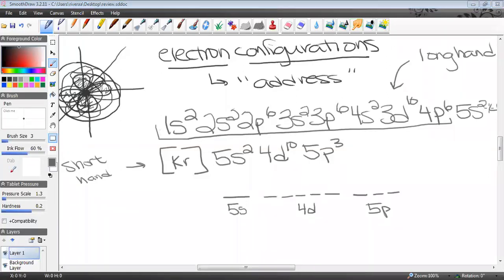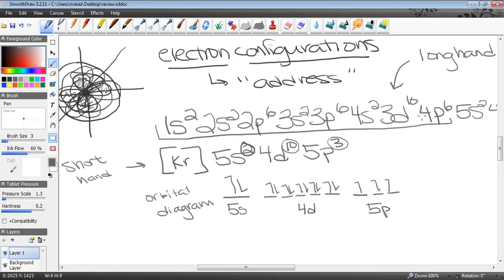Okay, so now I'm going to put my electrons in there, you guys. So I need to show 2 electrons in the 5s, 1, 2. I need to show 10 electrons in my D, 1, 2, 3, 4, 5. Remember, spread them out first. 6, 7, 8, 9, 10. And I need to show 3 electrons in my 5p. Spread them out. 1, 2, 3. This right here is called the orbital diagram. Normally we would do it for the whole entire thing, but I just did it for the shorthand.